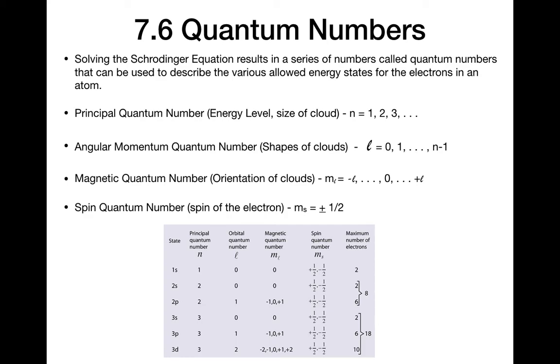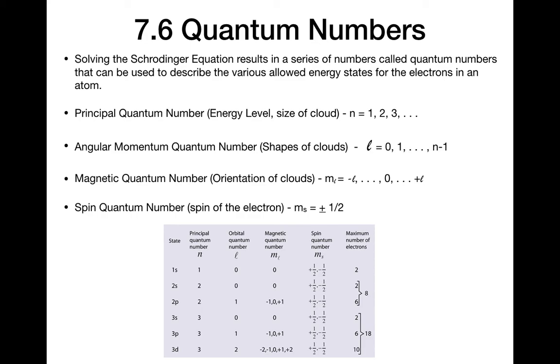Now the fourth quantum number has nothing to do with the cloud. It has to do with the spin of the electron in the cloud. Each set of 3 quantum numbers, n, l, and m sub l, can have one of 2 possible spins for the electrons, plus 1/2 and minus 1/2. So what that allows us to calculate is that there will be 2 electrons per orbital, with varying numbers of orbitals per sublevel, and also varying numbers of sublevels per energy level.